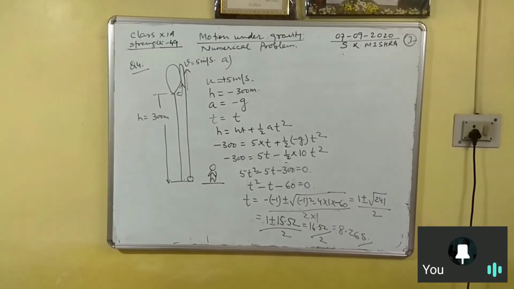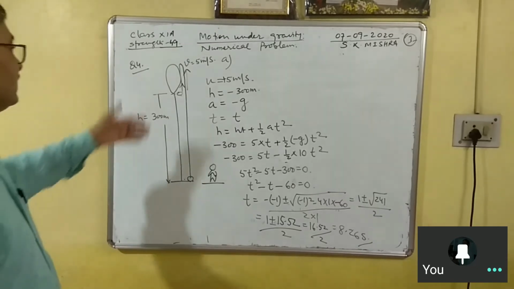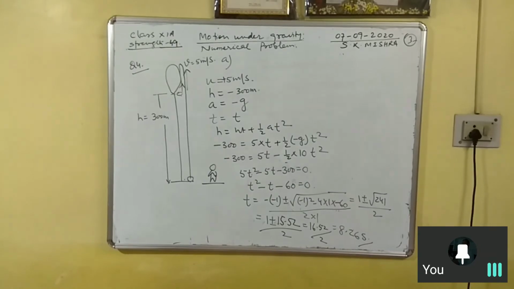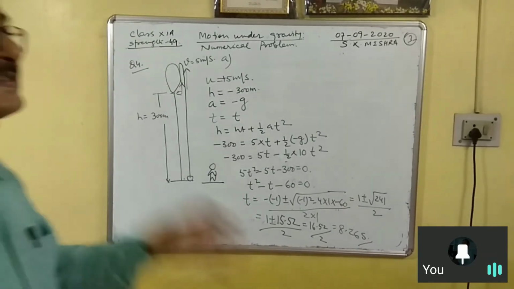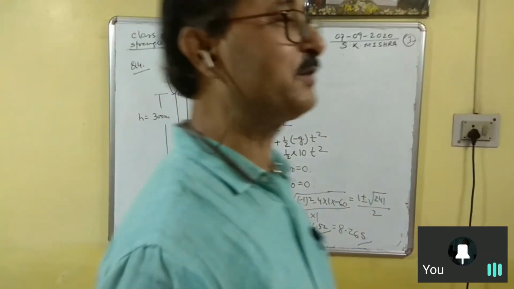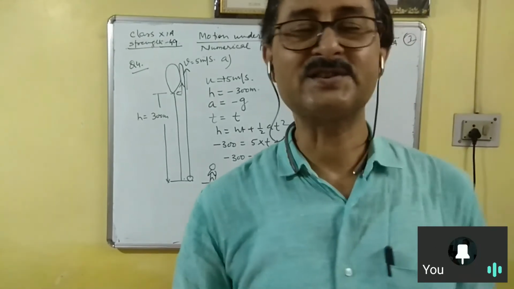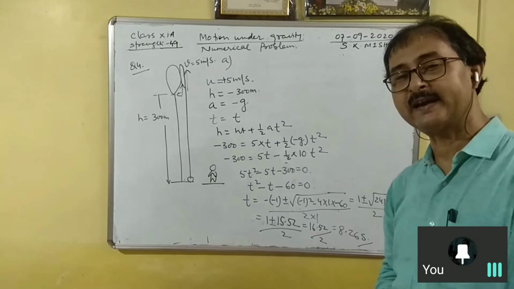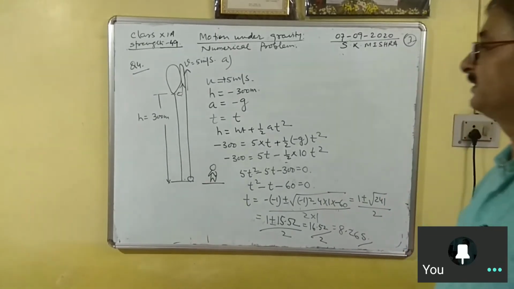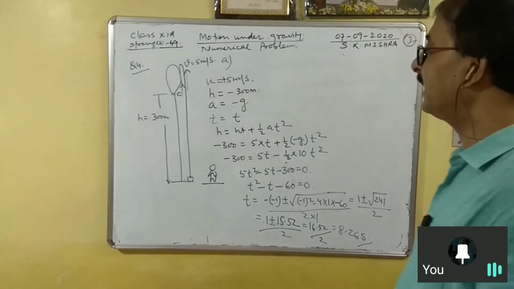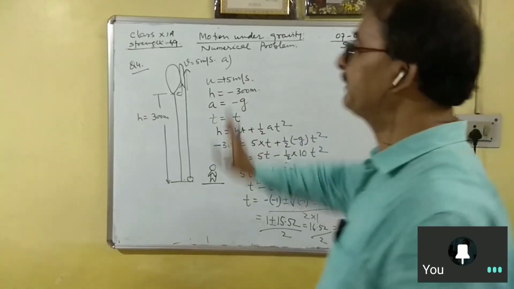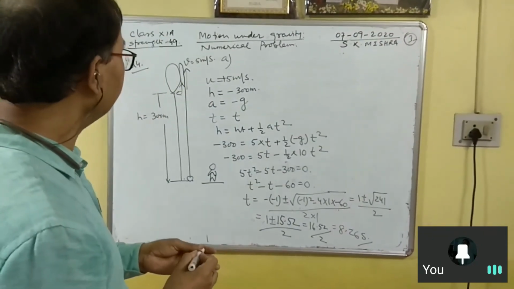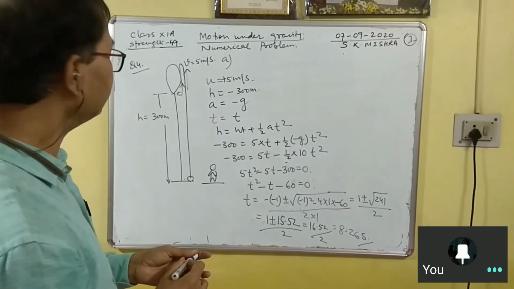But think, if the balloon starts descending with speed 5 meter per second and at that instant you have released the stone, then how much time will it take? Will your answer change or will it not change? It will again take the same time. So in the first case, the balloon is ascending. Now the balloon is descending. So we are dealing with the case of descending.